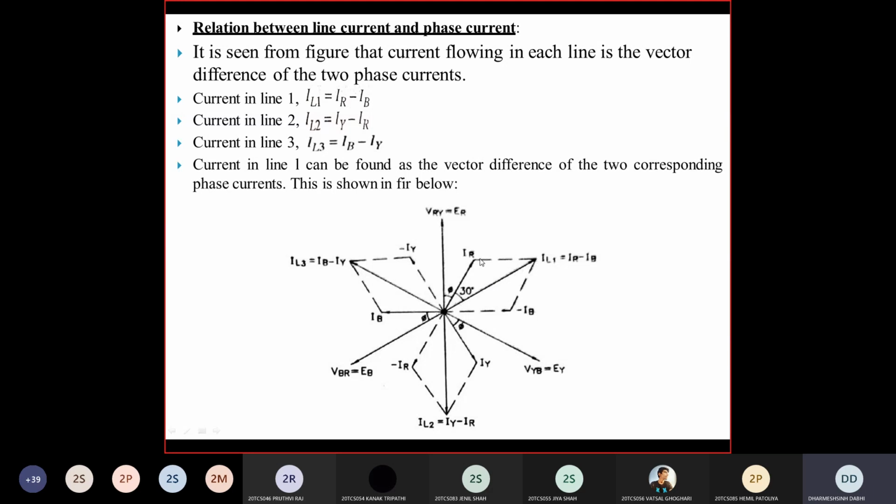You can see IR here, and the vector which is parallel with minus IB. So the resultant vector is IR minus IB. Same way you can find IL2. IL2 is the vector difference IY minus IR. So you can see that this vector IL2 is IY plus the vector minus IR. This is minus IR, because it is parallel with this minus IR. So the resultant vector is IL2. Same way you can find IL3, which is the vector difference between IB and IY.